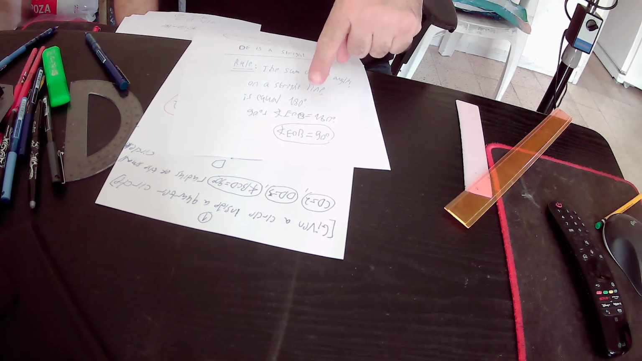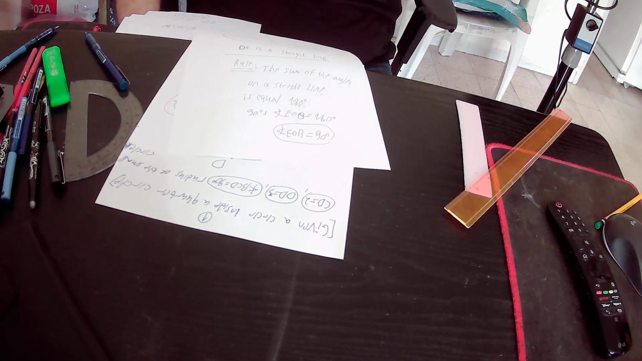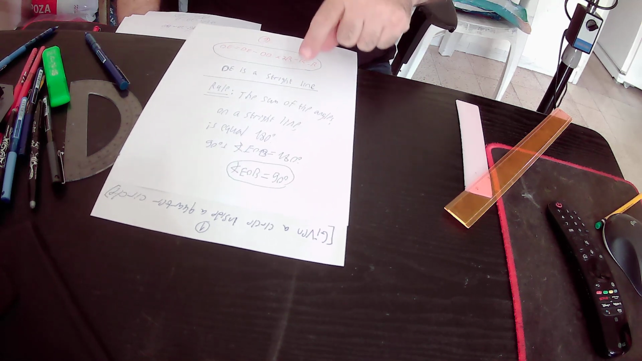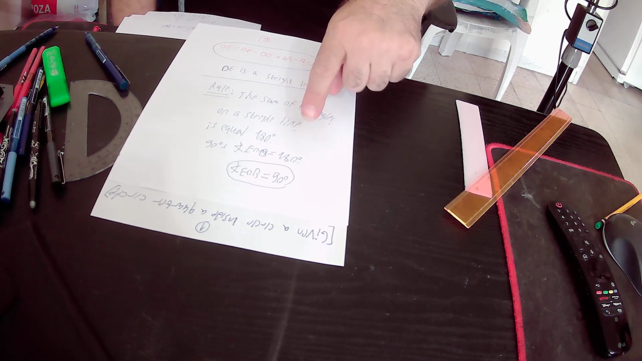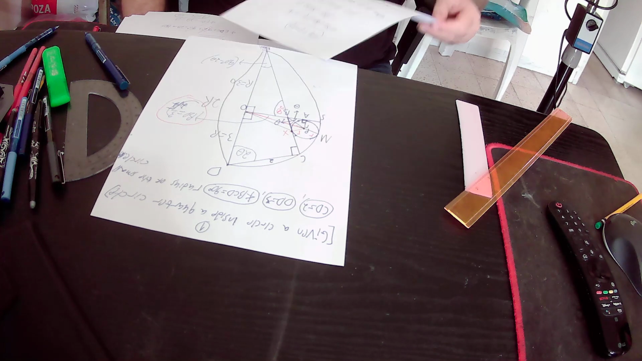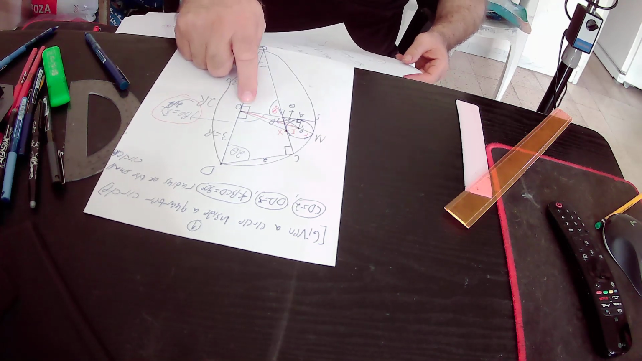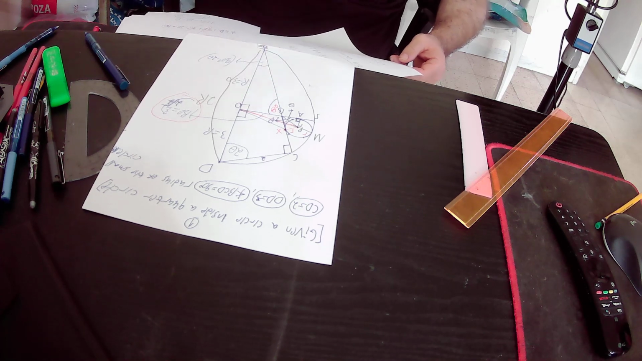90 degrees plus angle EOB equals 180 degrees. Here we subtracted 90 degrees from this equality and we got that angle EOB equals 90 degrees. So this angle EOB is the right angle.